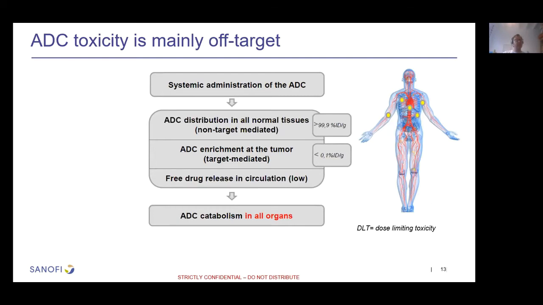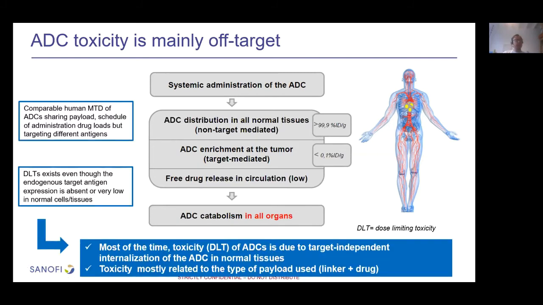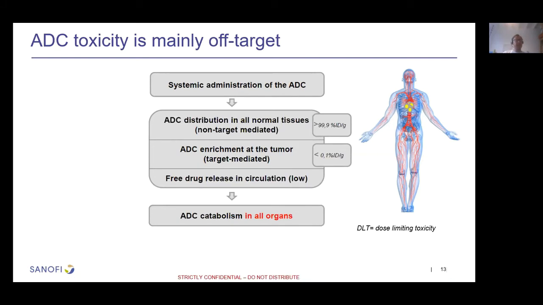As you can see, following administration, the ADC is distributed to the whole body, meaning normal tissue, and then there is an enrichment at the tumor level, which still remains limited. The cellular uptake can take place both in normal and obviously in tumor cells, meaning that catabolism and release of the cytotoxic can occur in many organs besides the targeted tumor.